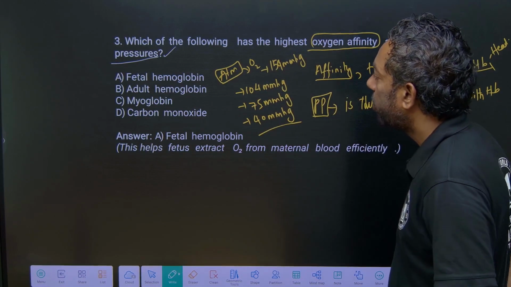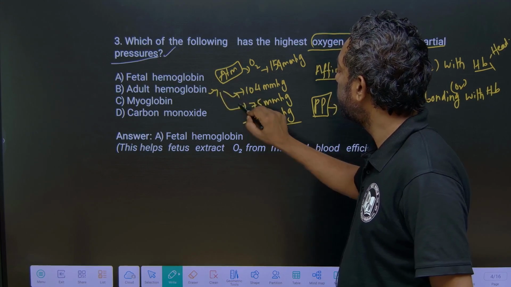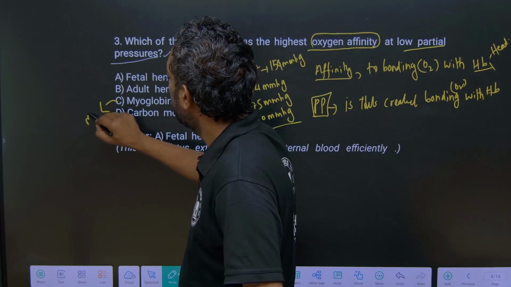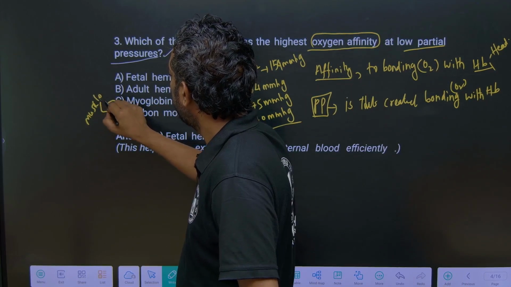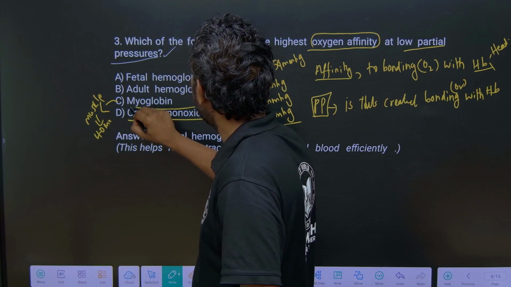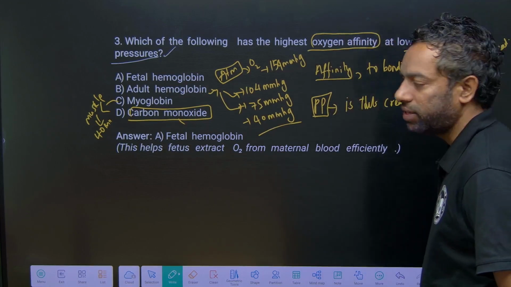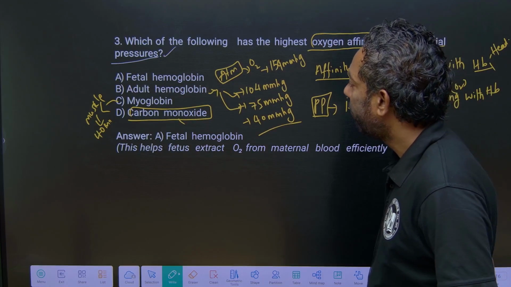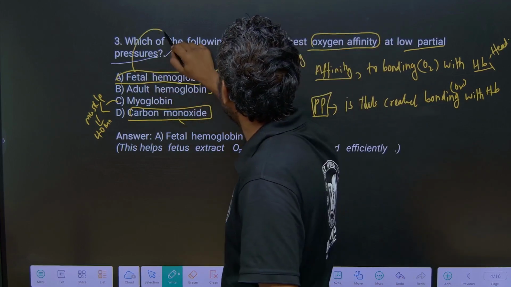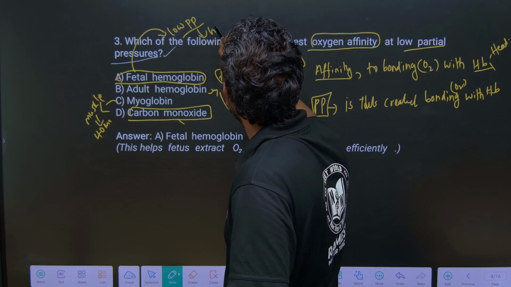So, adult hemoglobin is obviously high, at 104 or 75. Myoglobin is in the muscle, at 40 mmHg. Carbon monoxide does not affect oxygen affinity. So, here fetal hemoglobin has a low partial pressure, high affinity, low partial pressure, high affinity.